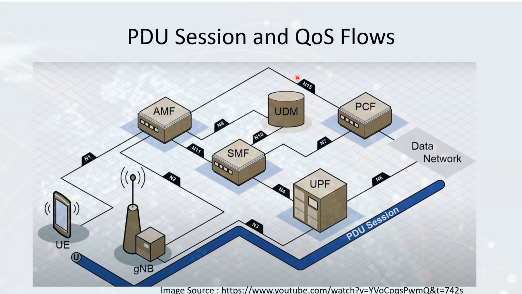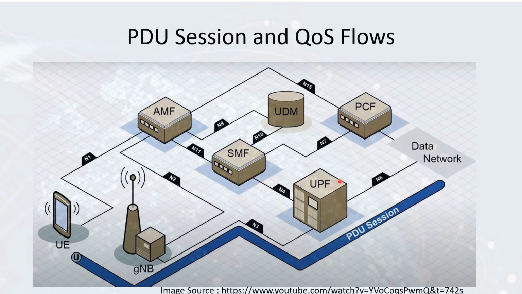So if you look at this diagram, we had discussed this during our session on 5G core and also 5G introduction. So let me quickly introduce the different network elements. So we have UE, user equipment, that is mobile. Then we have base station, it is called gNodeB in case of 5G.